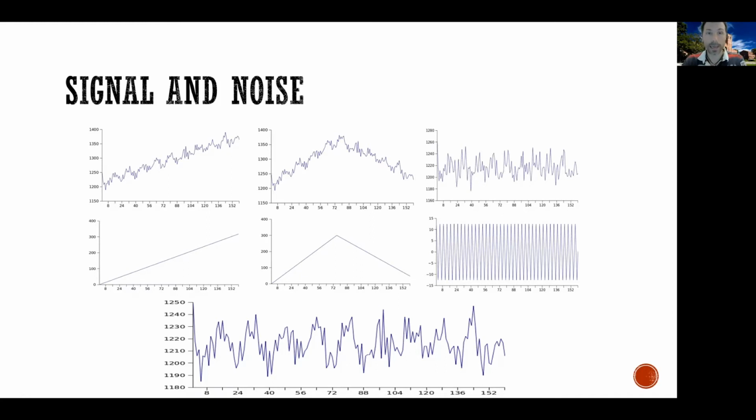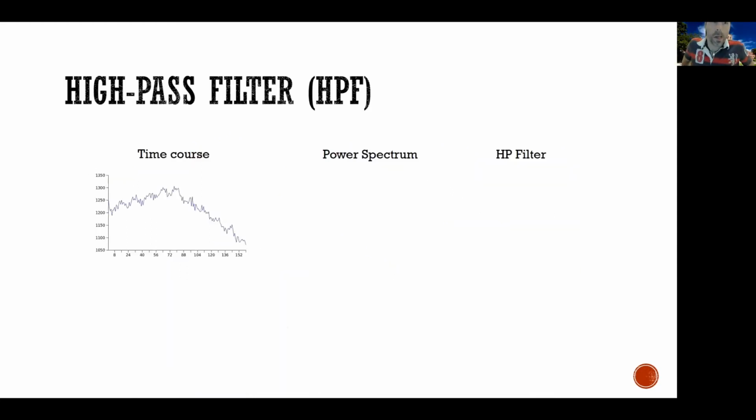Now, temporal filtering is a way to remove these too slow or too fast frequencies. Let me give you an example. Let's take this time course right here. If you were to decompose it into its power spectrum, it would look like this. What this is showing, again, is hertz on the x-axis and power on the y-axis. Now, see this tiny bump right here? It's exactly at 0.031 hertz. Exactly the periodicity of my task.